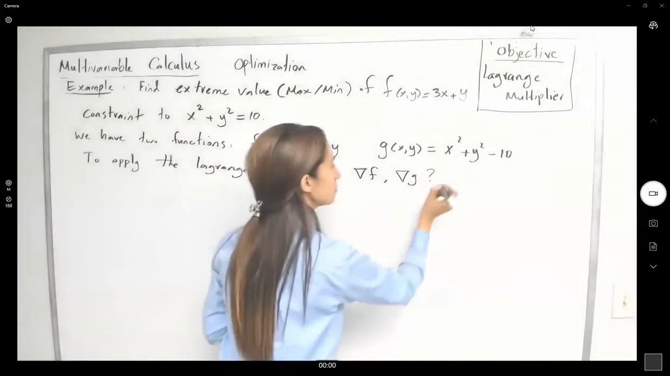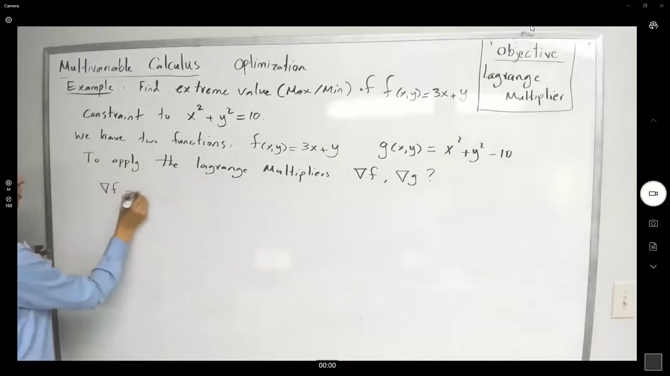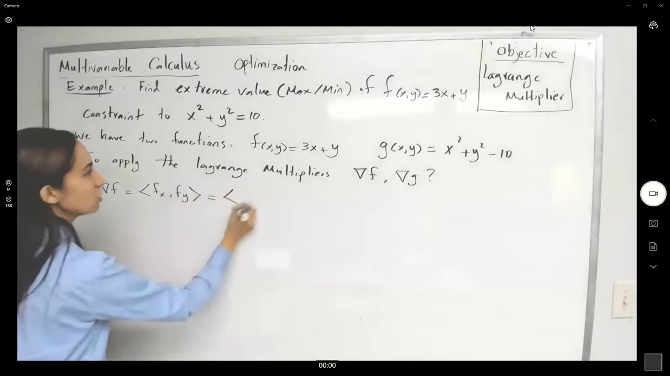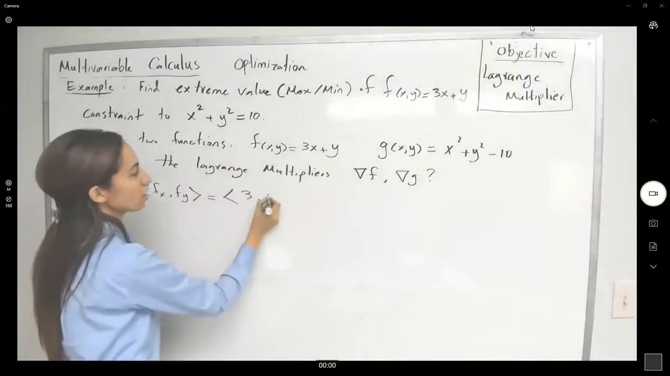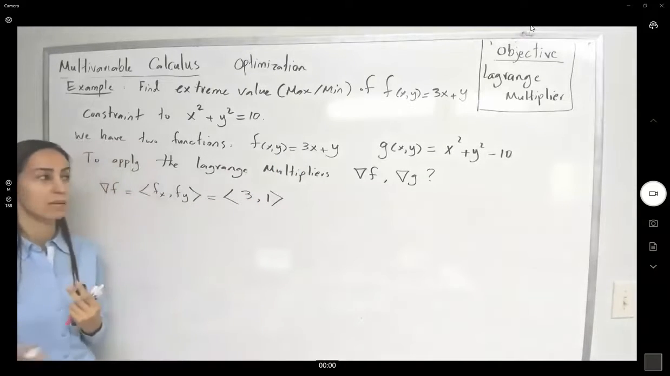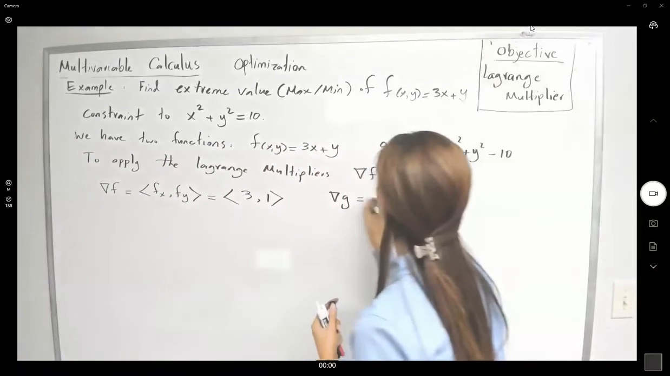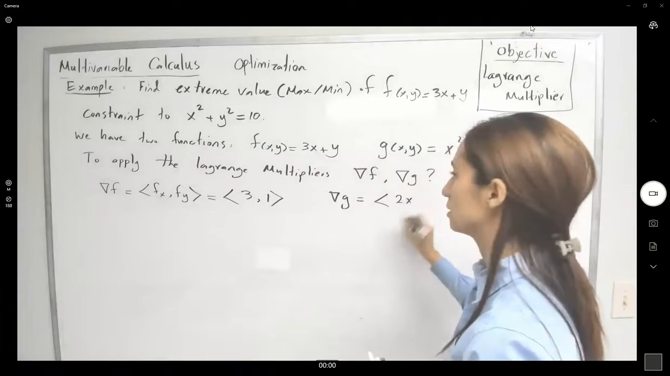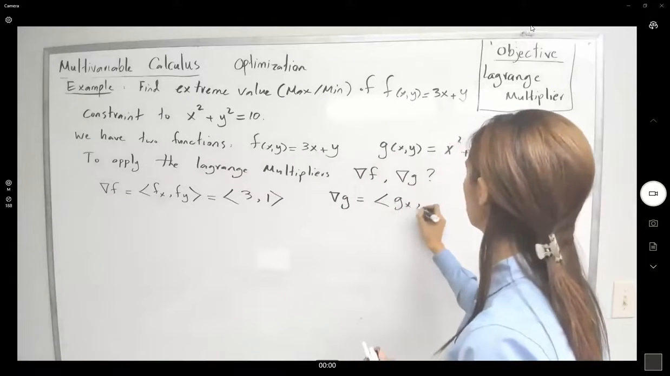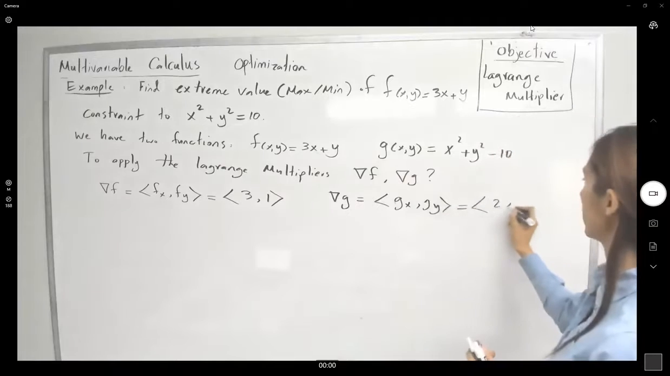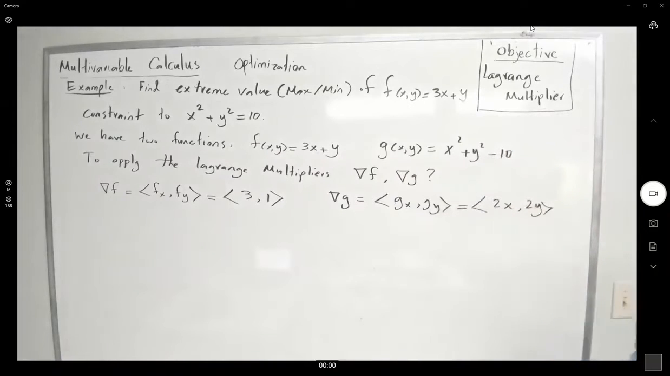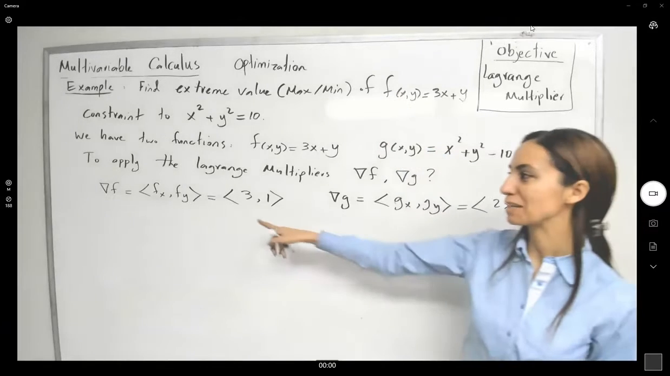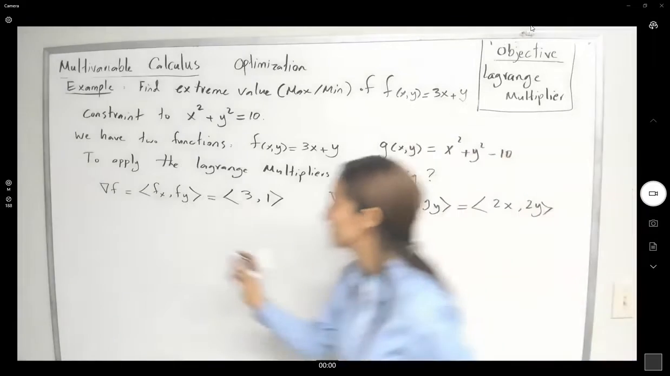What are these two? So the gradient of f is the vector function f of x and f of y, which is 3, 1, just fix the vector, and the gradient of g is a vector function, g of x and g of y, 2x and 2y. Now we know that the optimum value for f happens when the gradient of f is parallel to gradient of g.